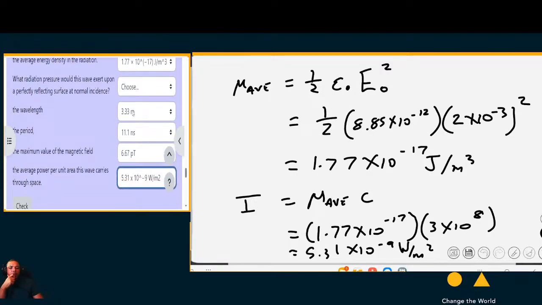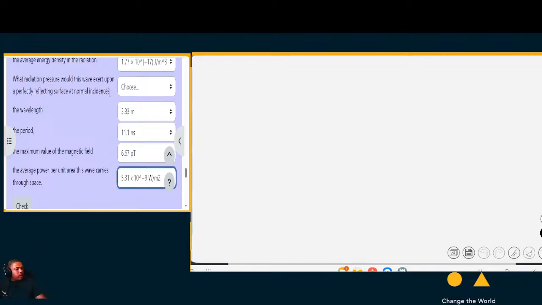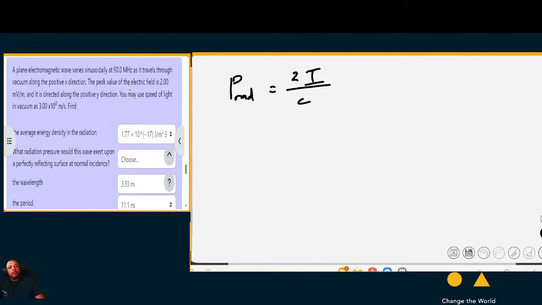What is left to calculate is the radiation pressure. Let's go back to the radiation pressure. We have calculated here that radiation pressure is equal to 2I over C. This is my perfect reflector. Remember, it's in vacuum, so it's 2I over C. So it's 2 times the intensity.